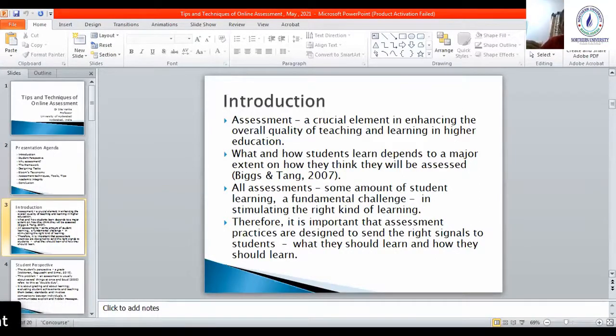What and how students learn depends to a major extent on how they think they will be assessed. This is what Biggs and Tang said in 2000. All assessments lead to some amount of student learning, but the fundamental challenge lies in stimulating the right kind of learning. This is where the challenge lies in front of teachers. So it's very important that assessment practices are designed to send the right signals to students as to what they should learn, how they should learn, and what the consequences will be.